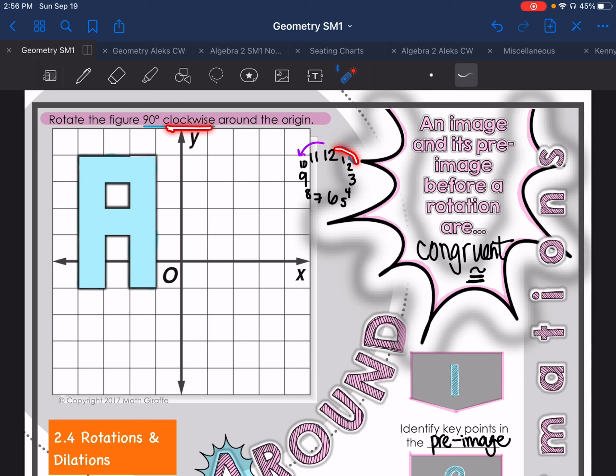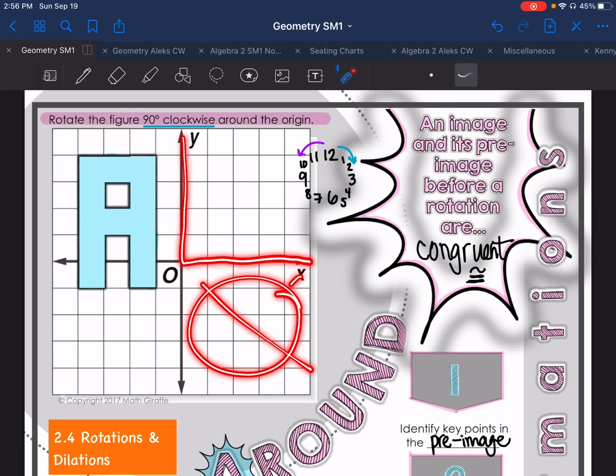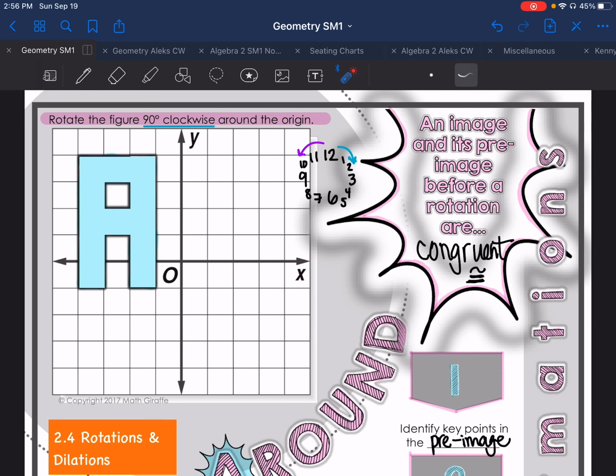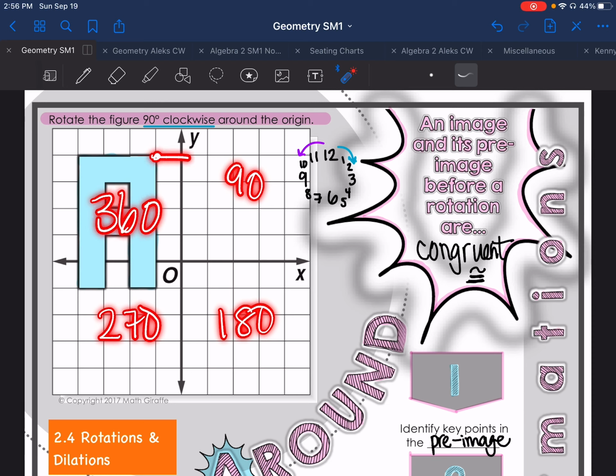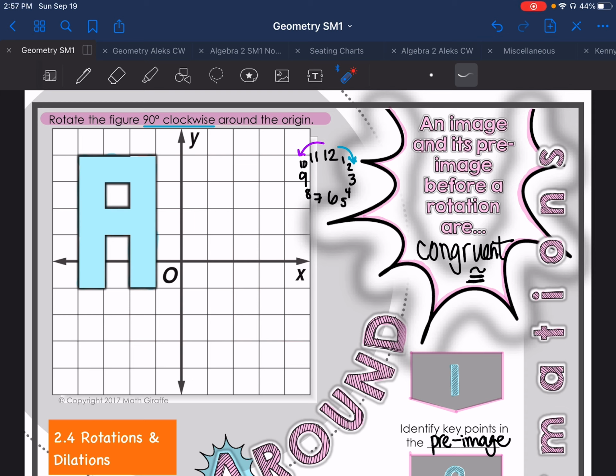Well, it's saying clockwise, so I want to go to the right. So I'm going to bring it into this quadrant. And I need it to stay in this first quadrant. It cannot go down here because that would be 180 degrees. So this would be 90, 180, 270, 360, all the way back around. Okay, that's what you're kind of thinking of.